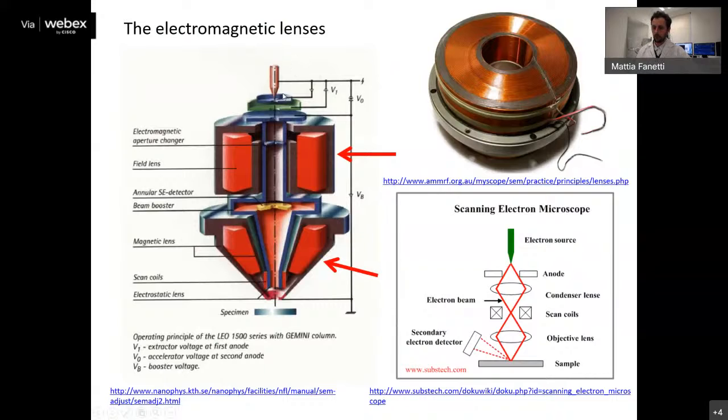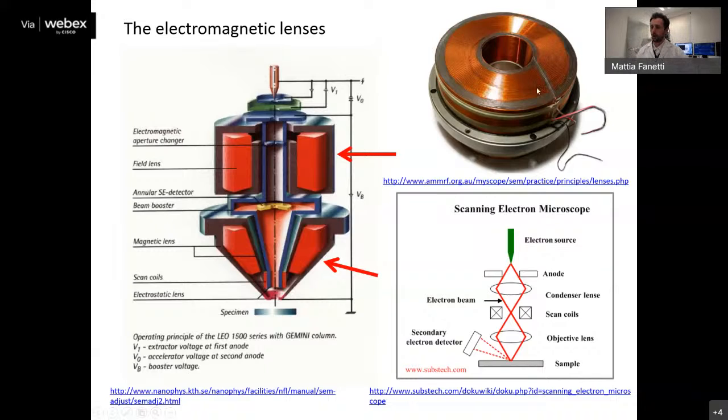We have some anodes here below the filament, and by applying a positive field to the anodes, we can extract, as I said, the electrons from the field. The so generated electron beam is then driven through the column, okay? And in the column, we have different electromagnetic lenses.